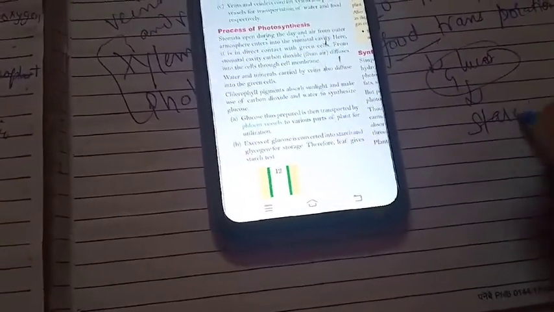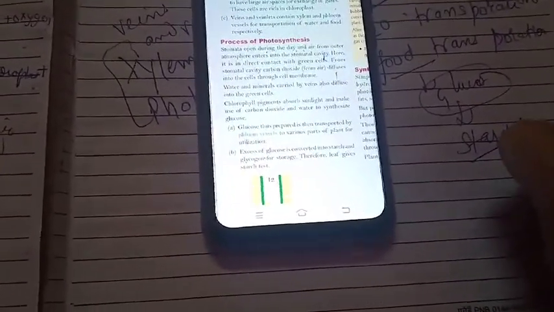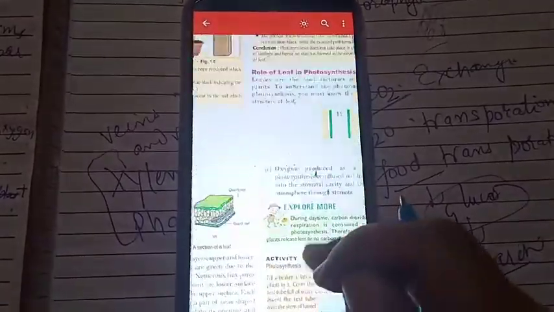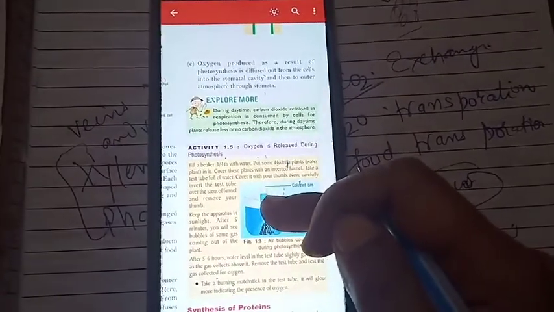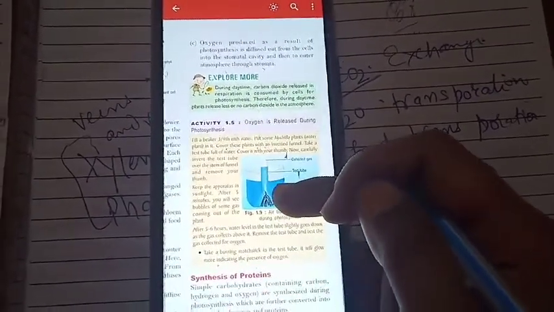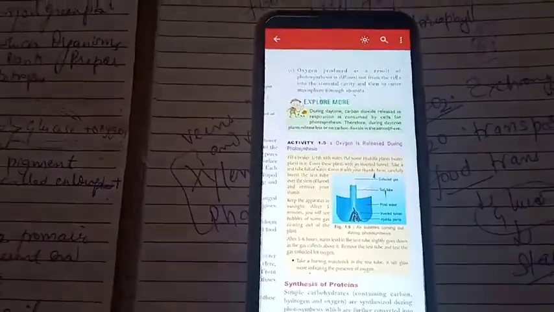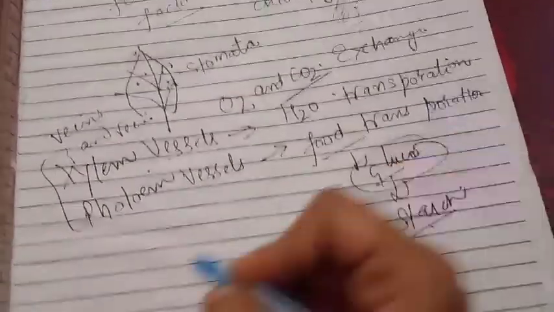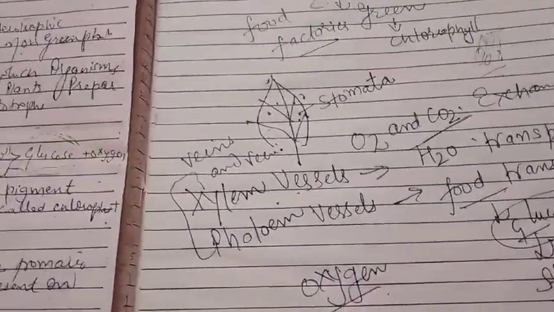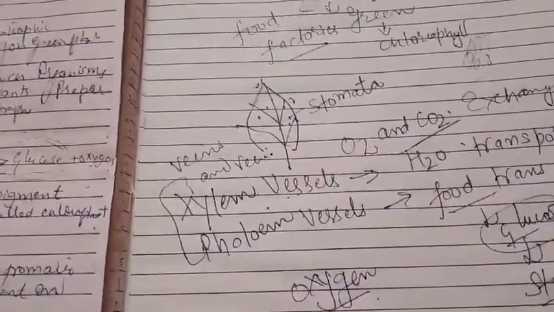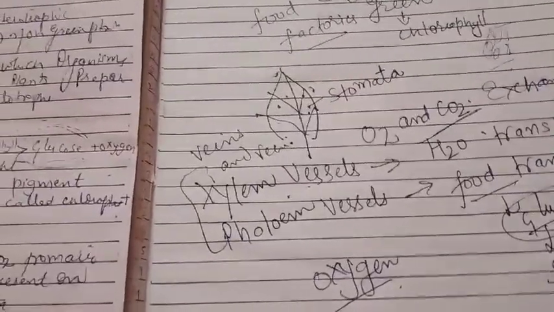Excess glucose, the remaining glucose, is converted into starch. And the last function, oxygen that is produced is diffused into the outer environment that we use for breathing. Three main functions: glucose is produced, excess glucose is converted into starch, and oxygen is diffused into the outer environment and used for breathing.